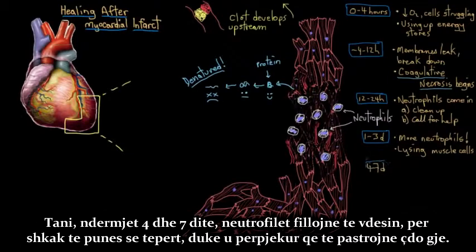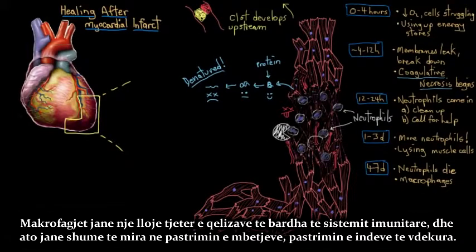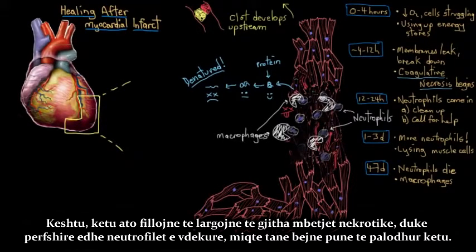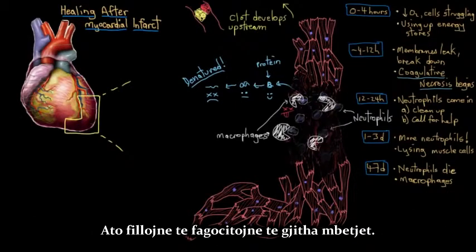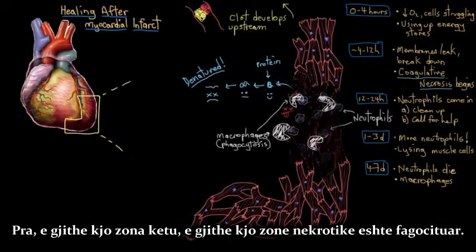Now, between 4 and 7 days, the neutrophils start to die off because they're really just overworking themselves, trying to clear everything up. So luckily, new reinforcements arrive, the macrophages. Macrophages are another type of white blood cell of the immune system, and they're really good at cleaning up debris and cleaning up dead tissue. Here they begin to remove all the necrotic debris, including the dead neutrophils, our hard-working fallen friends here. So they begin to phagocytose all the debris. They ingest it all and they break it down. That's what phagocytosis is. So all this area here, all this necrotic area is being phagocytosed.